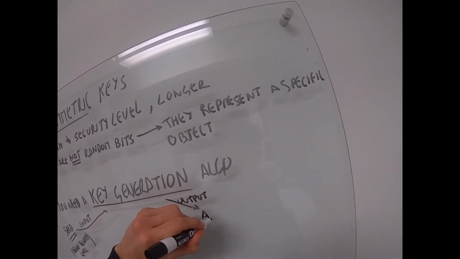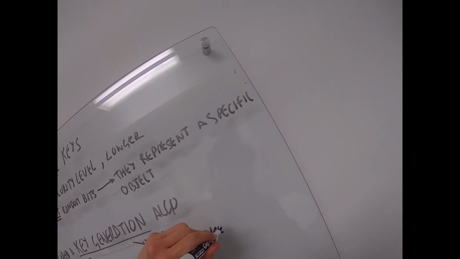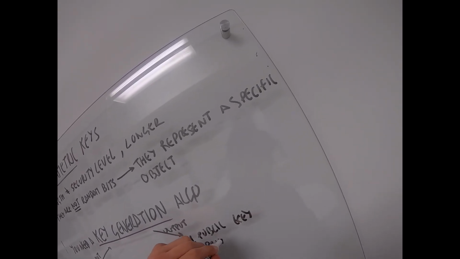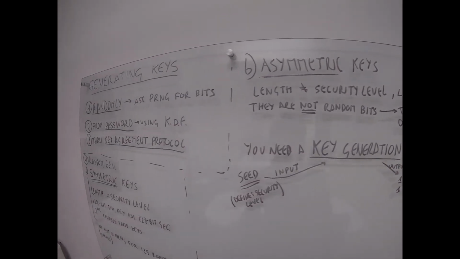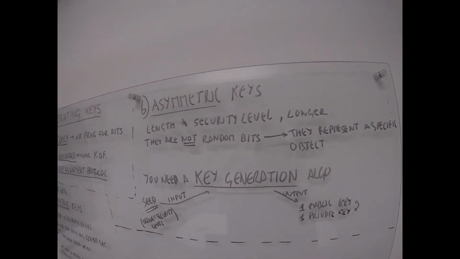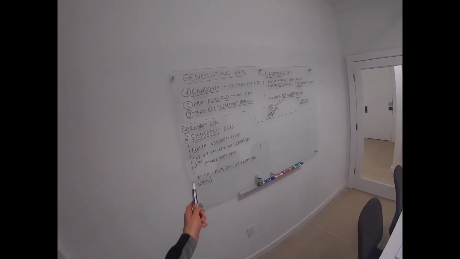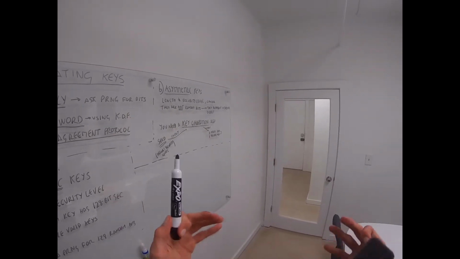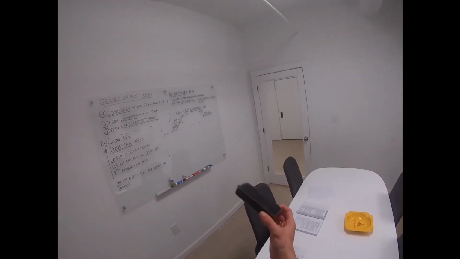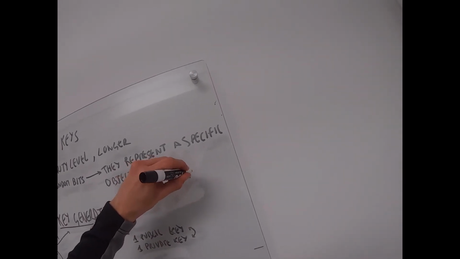you're going to have a pair: one public key and one private key, which are obviously related. And so this is what we need to know about generating keys for asymmetric encryption. Remember, symmetric keys are a collection of random bits. For asymmetric keys, you need a key generation algorithm because a key can represent a specific object with certain properties. For example, in RSA, the private key is a number.